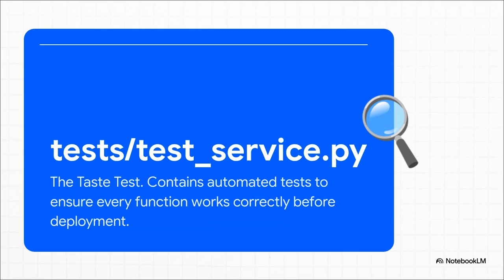And of course, no good restaurant sends a dish out to a customer without tasting it first, right? That is exactly what test_service.py is for. It's our automated taste test. We write little checks to make sure our summarizer and our sentiment analyzer are working just the way they should. This is how we build stuff that doesn't break.